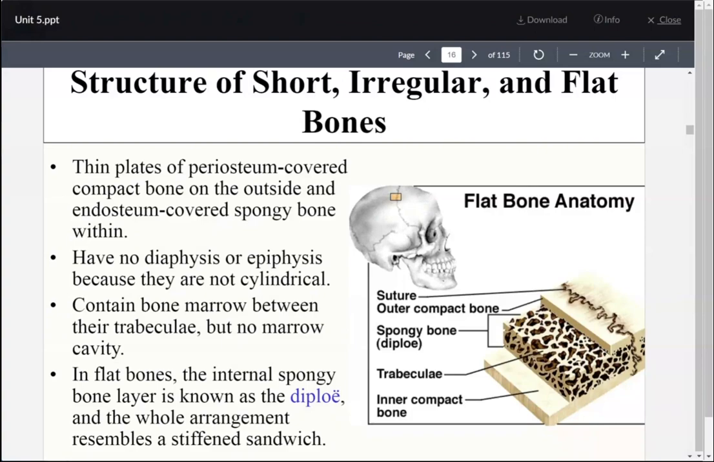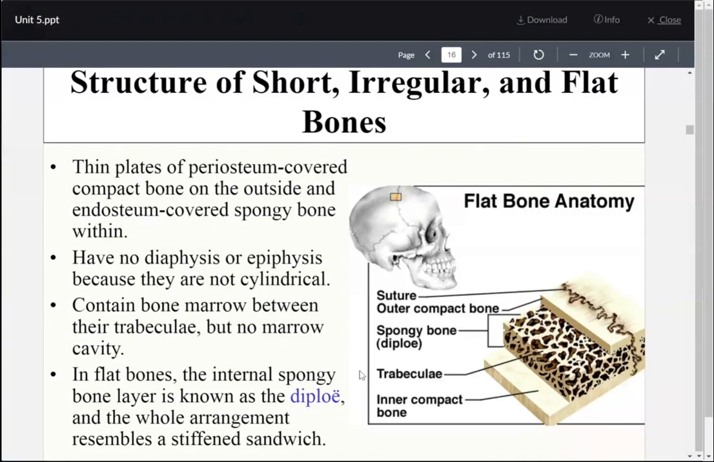All right, so anyhow, when it comes to the structure of short, irregular, flat, and sesamoid bones, they are going to be thin plates of periosteum-covered compact bone on the outside and endosteum-covered spongy bone inside. We're not going to have diaphyses, metaphyses, or epiphyses, because they're not cylindrical. They will still have growth plates, however. They will still have bone marrow, but that bone marrow is going to be found between the trabeculae of the spongy bone. There is no marrow cavity.